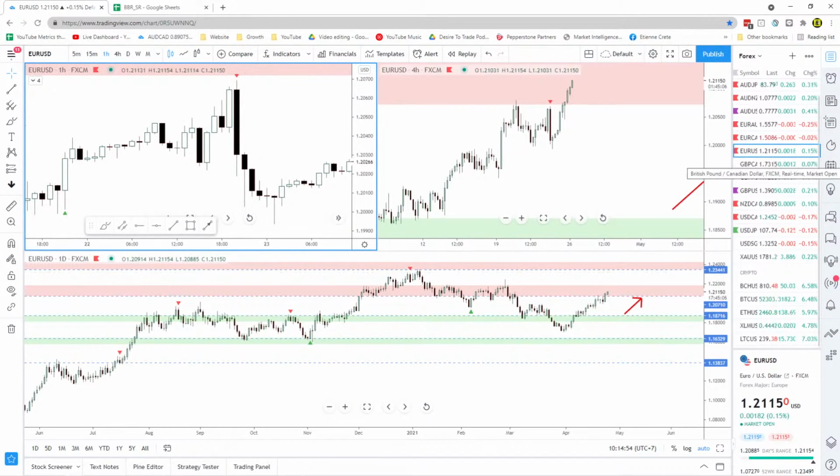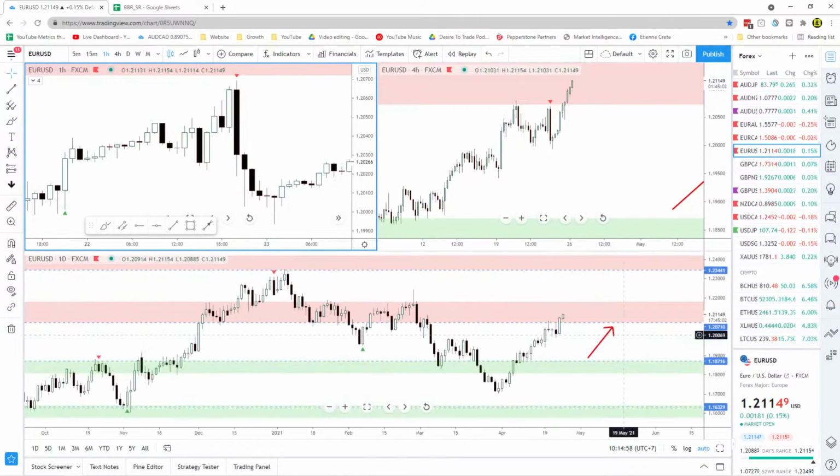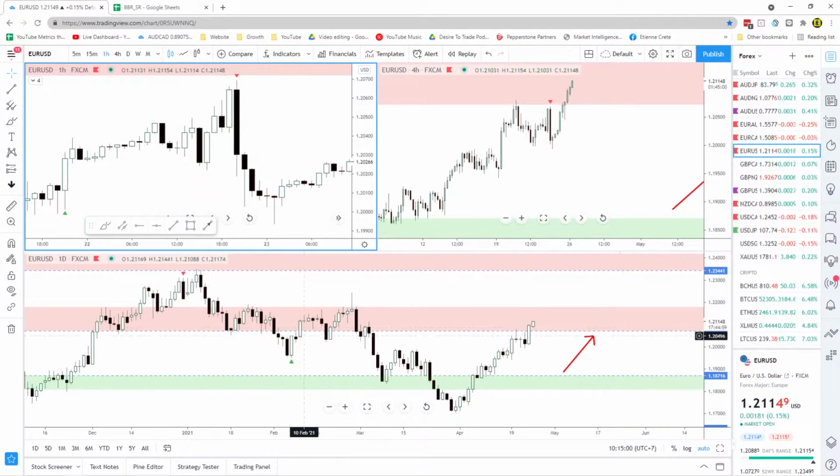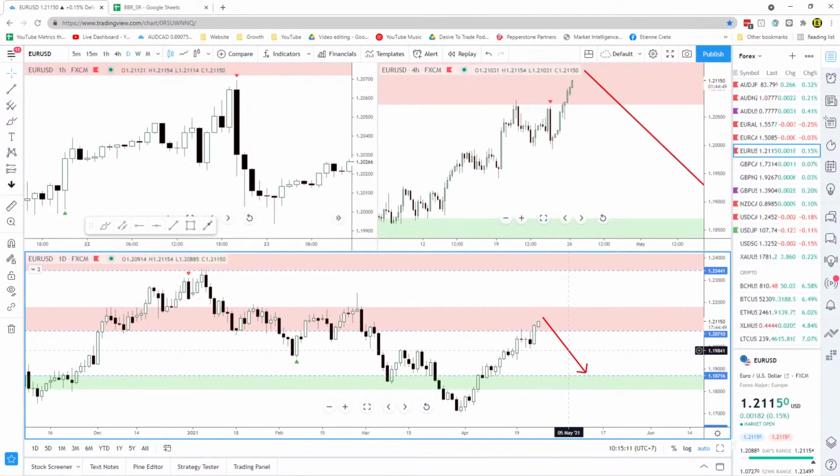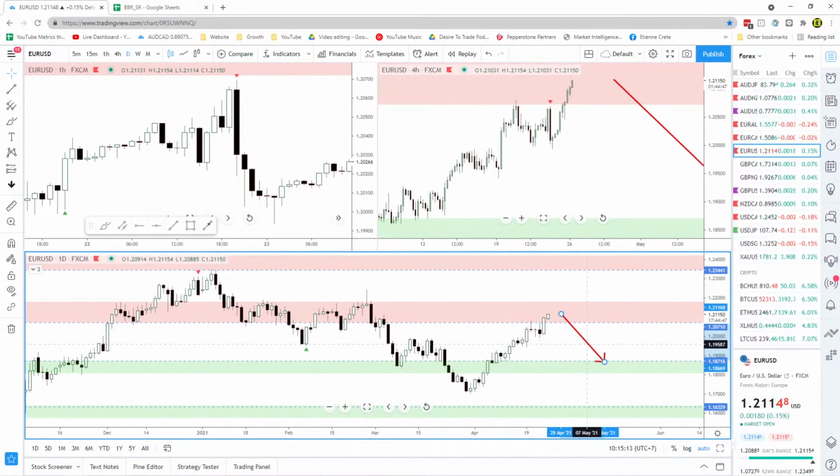All right, cool. So yeah, Euro USD is also hitting a resistance area here. We're right in the zone at 1.20 or 1.21 or so, and we want to have price go back down. So this is wrong, it should be like this. Price go back down to this 1.18 or so level.